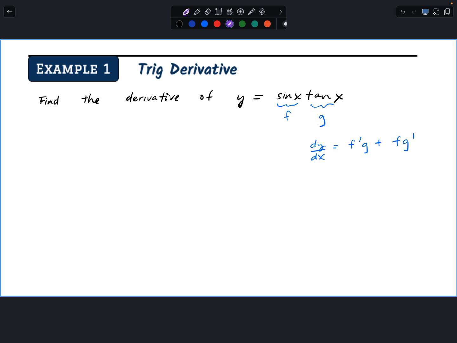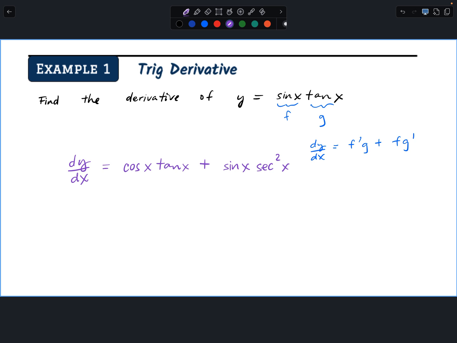Y prime or dy dx. I want you to be comfortable with this one because in unit 3, we're going to be using this a lot. So dy dx is equal to f prime. What's the derivative of sine? Cosine. So it'd be cosine x times g, tangent of x, plus f times the derivative of tangent, which you just learned is secant squared x.